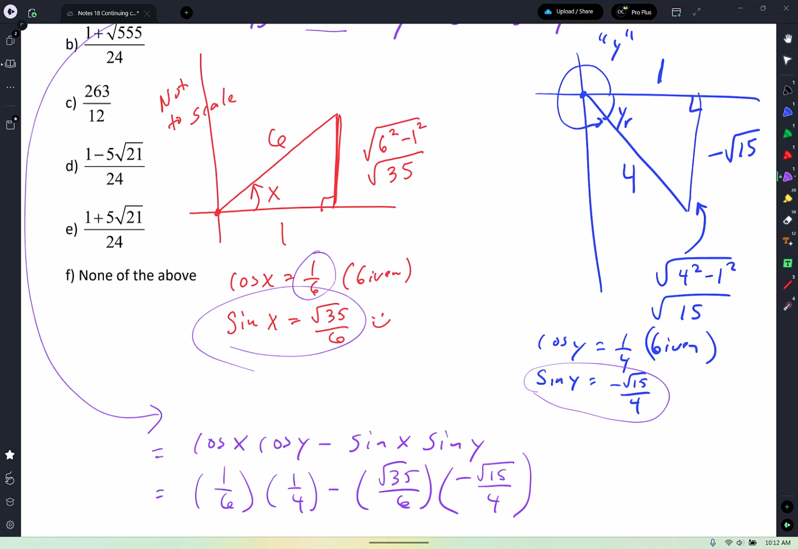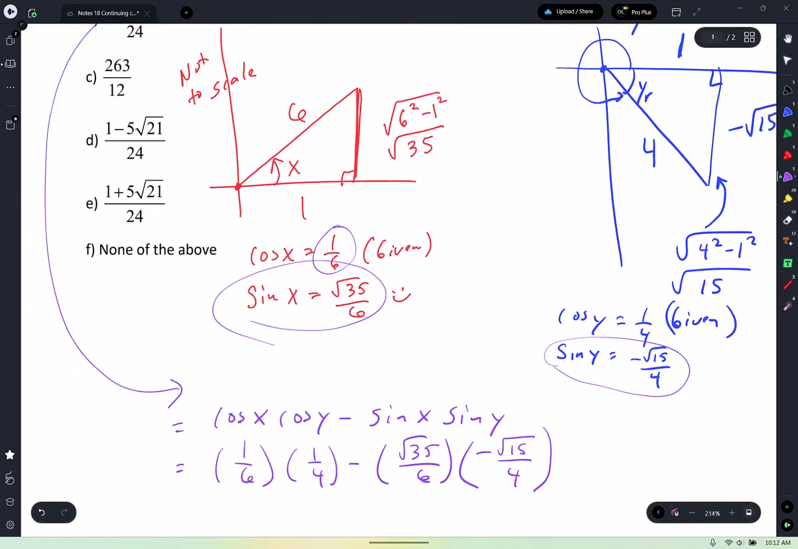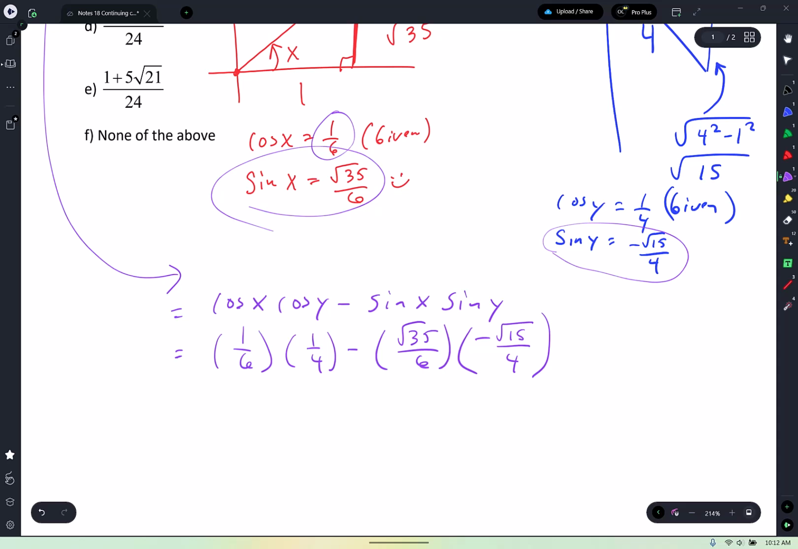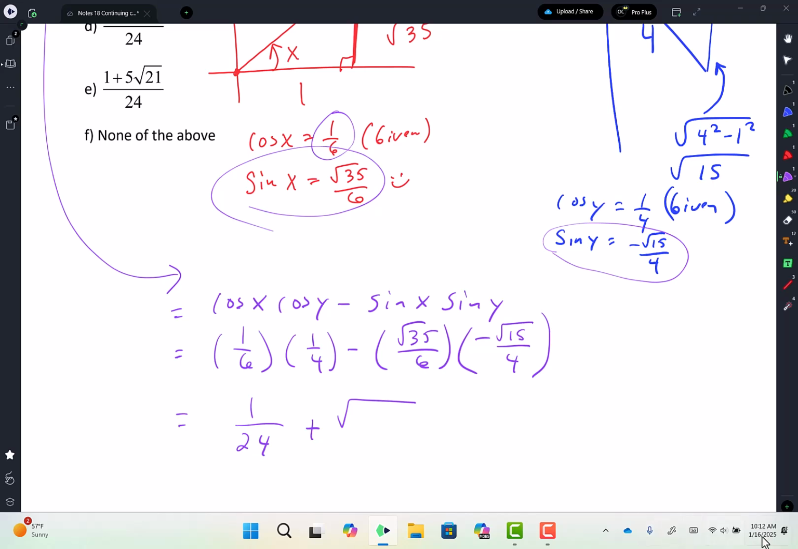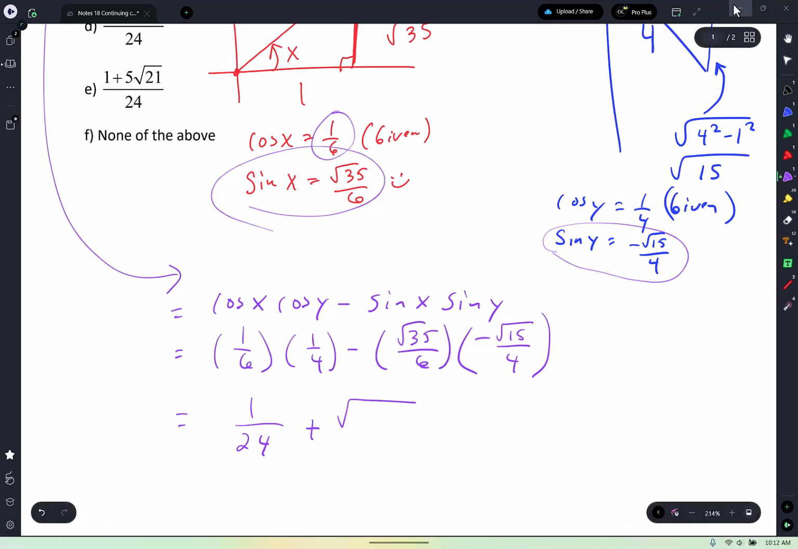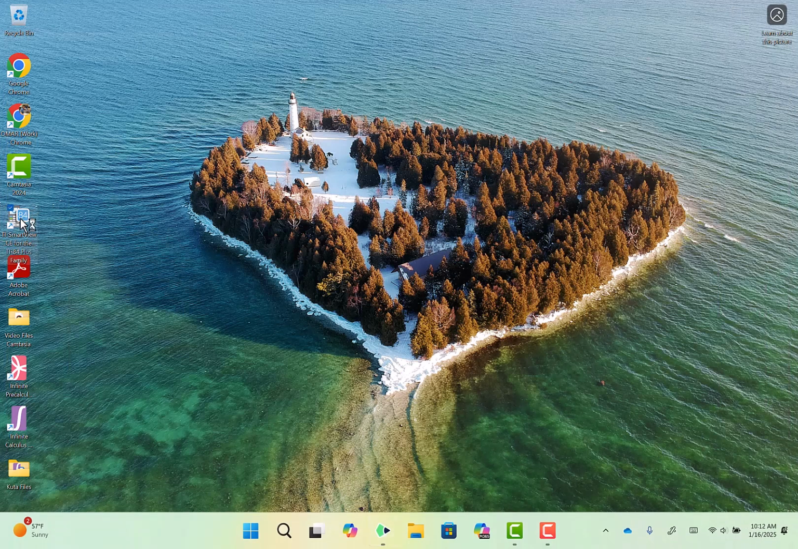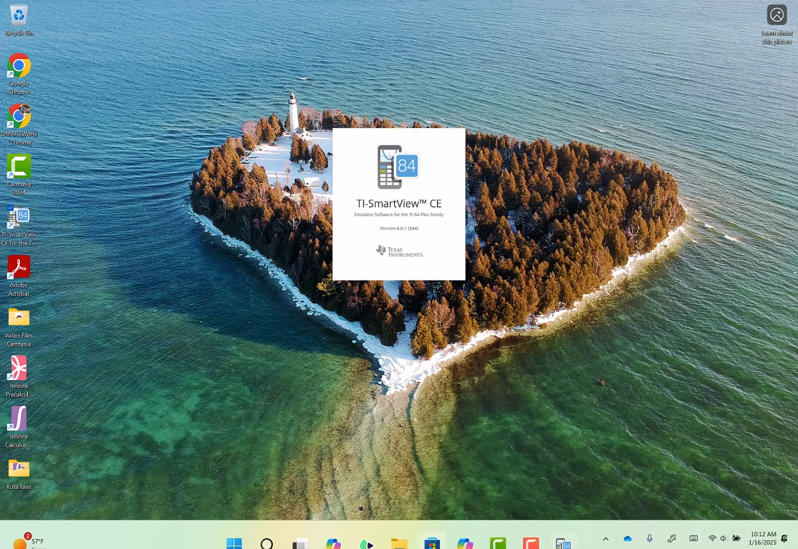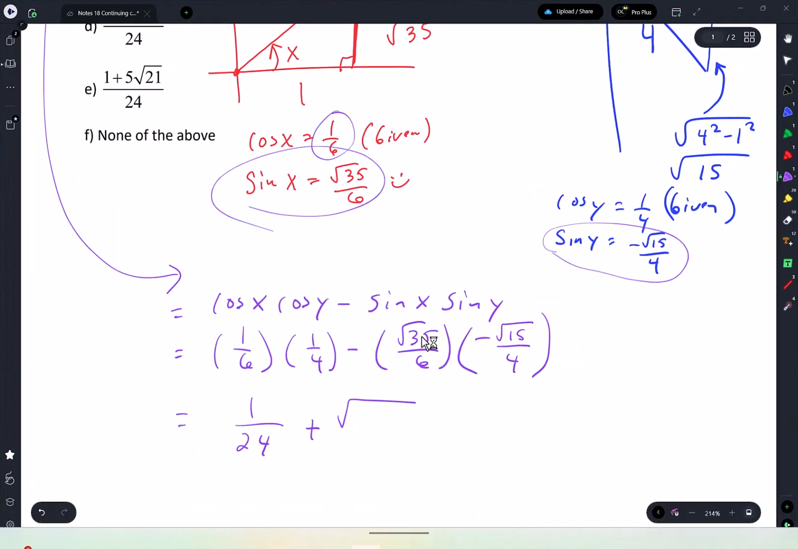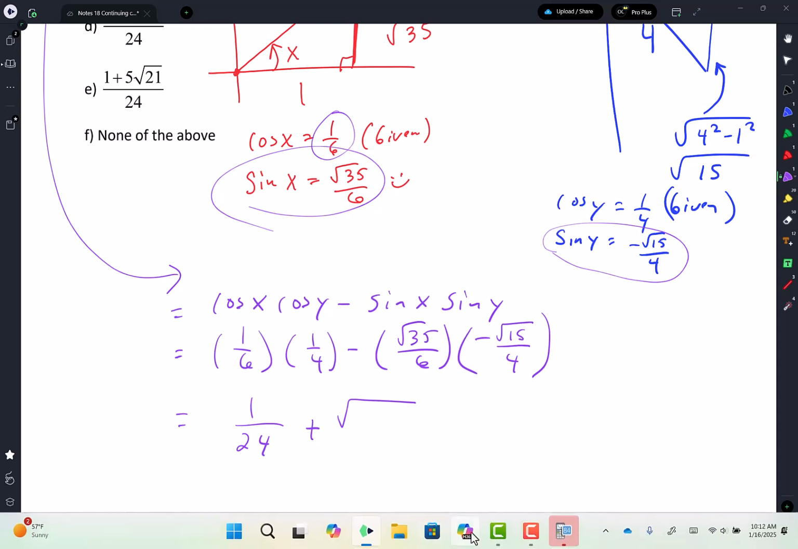We're done, guys. You're just doing arithmetic now. Here we go. 6 times 4 is 24, so 1 over 24. Minus, negative times the negative is a positive. Square root, what's 35 times 15? I don't know. Well, let's have it. We have a calculator, guys. Take my calculator. Yeah, I'm just multiplying 35 times 15, the insides of the square roots.